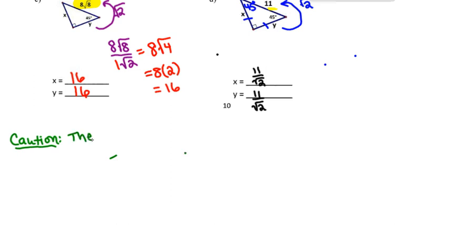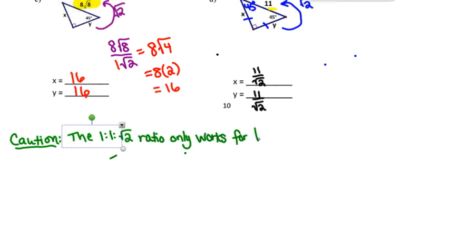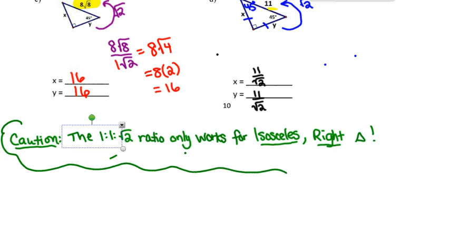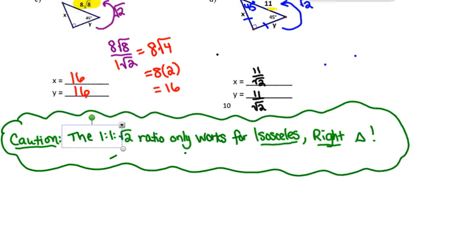So the 1 to square root of 2 ratio only works when you're dealing with an isosceles right triangle. It does not work for other types of isosceles triangles. It does not work for other types of right triangles. Only when the triangle that you're working in is both isosceles and right.